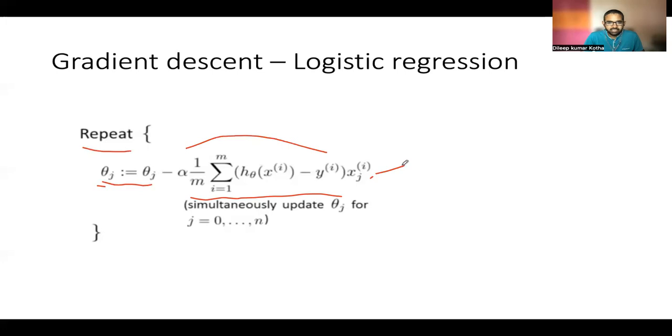But remember, earlier our hypothesis is theta transpose x, but for logistic regression our hypothesis is 1 by 1 plus e to the power minus theta transpose x. So fitting this into this, you can see this derivation is not exactly same as linear regression, but it looks the same way.